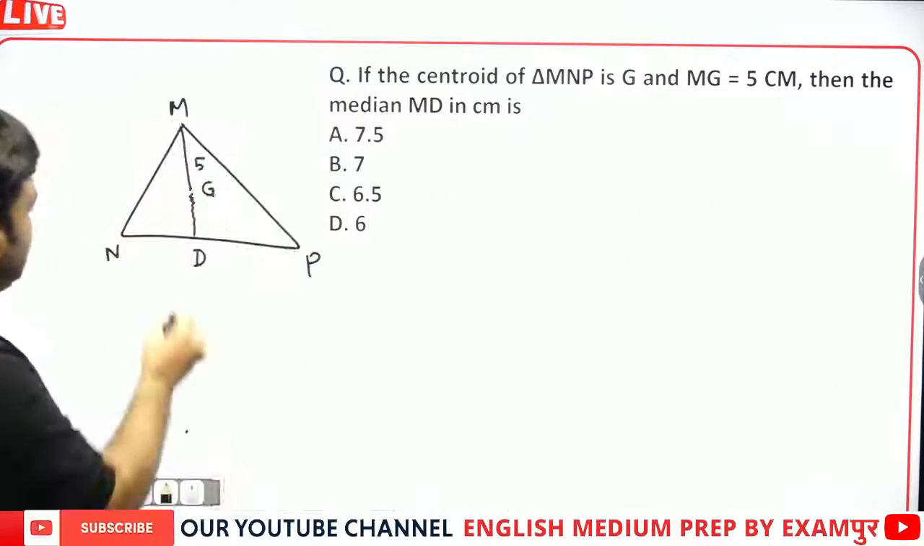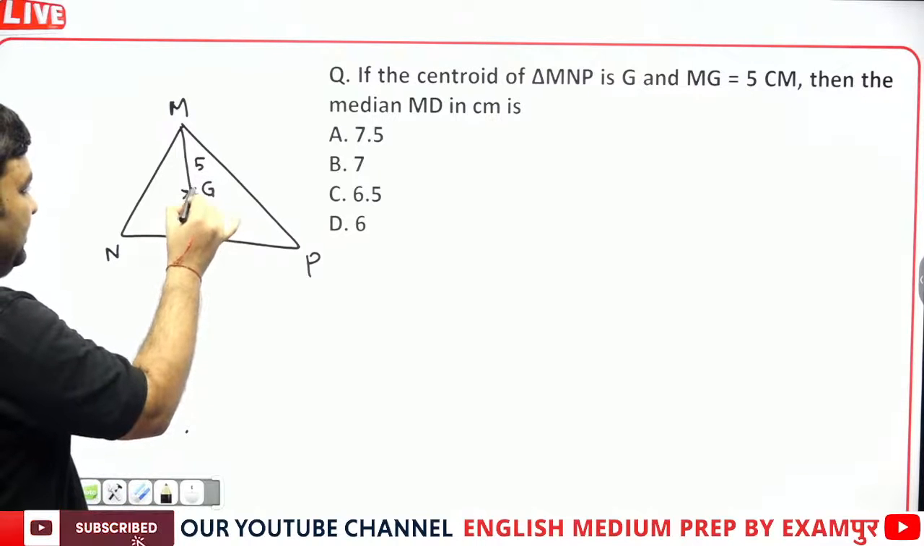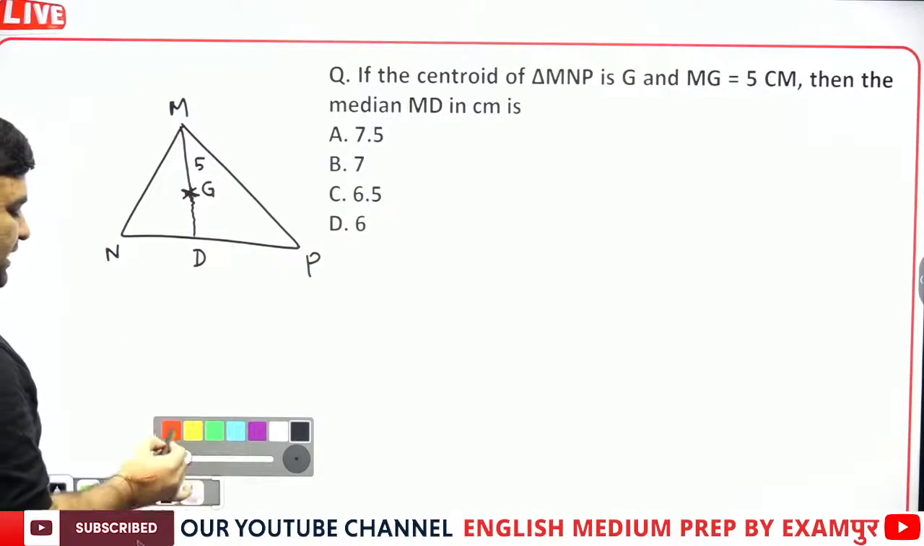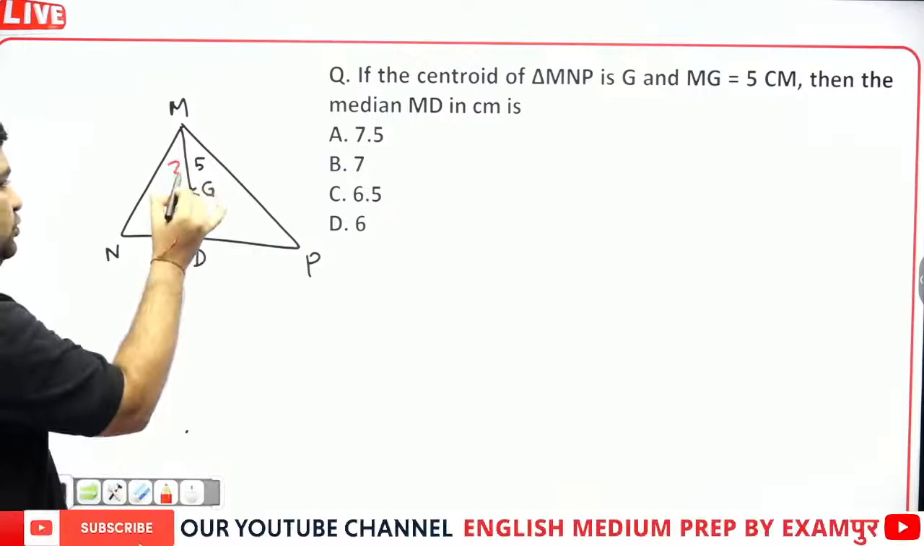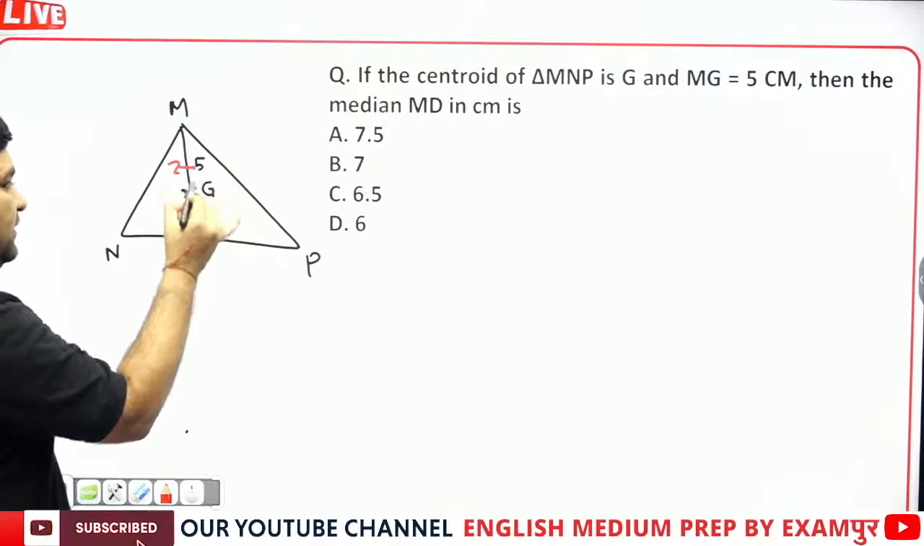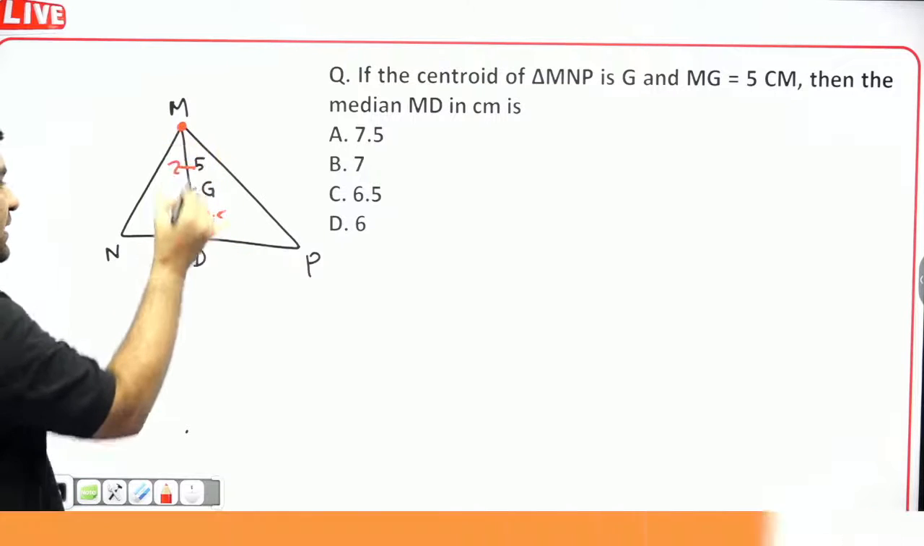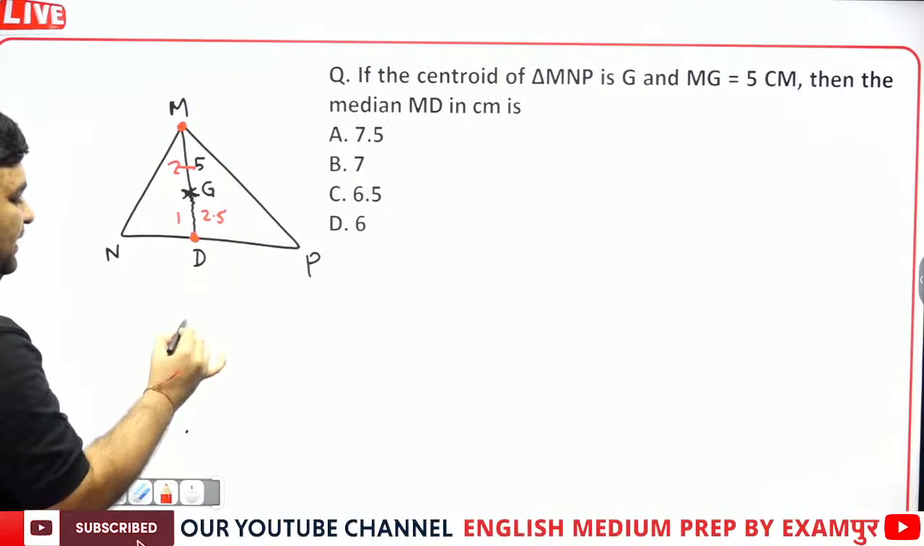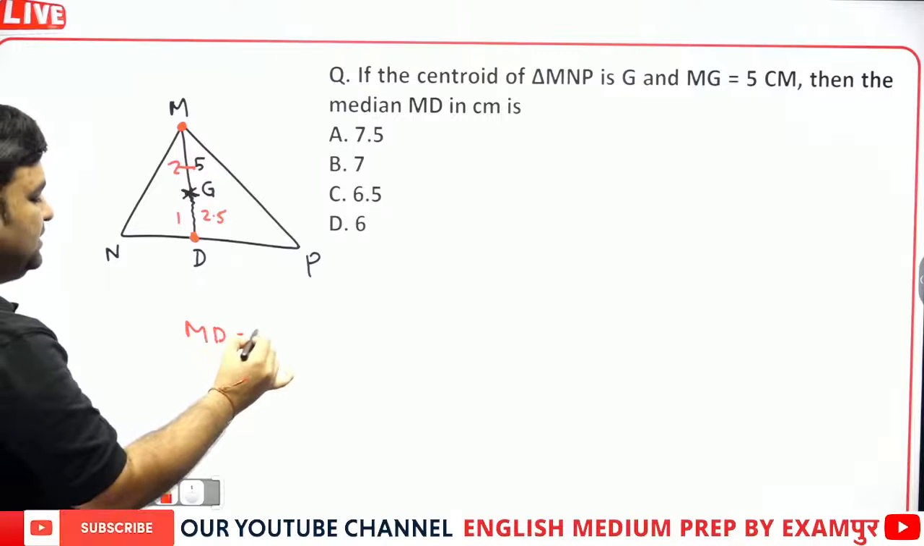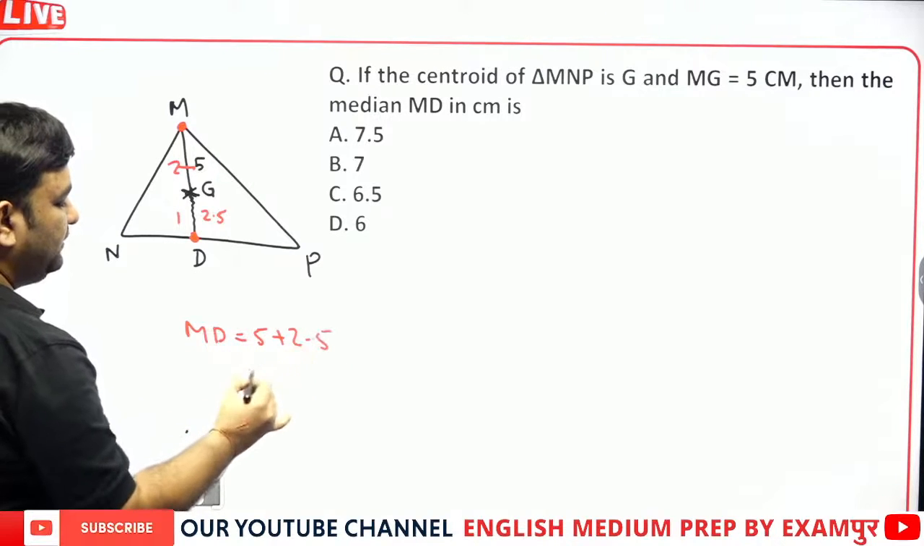You know, guys, centroid divides the median in the ratio 2:1. If 2 is 5, then 1 is 2.5. So the complete length of the median MD is 5 plus 2.5, 7.5.